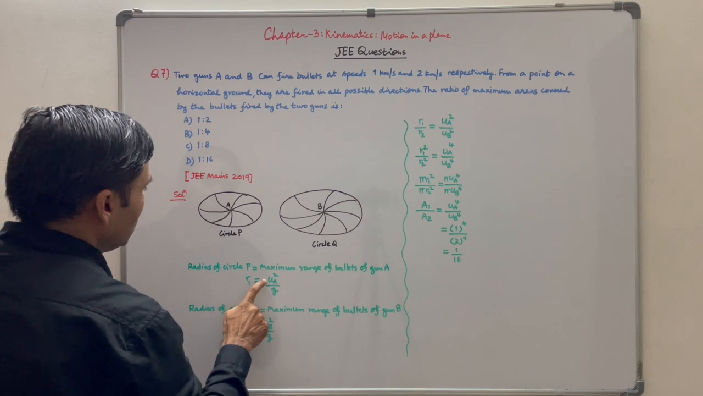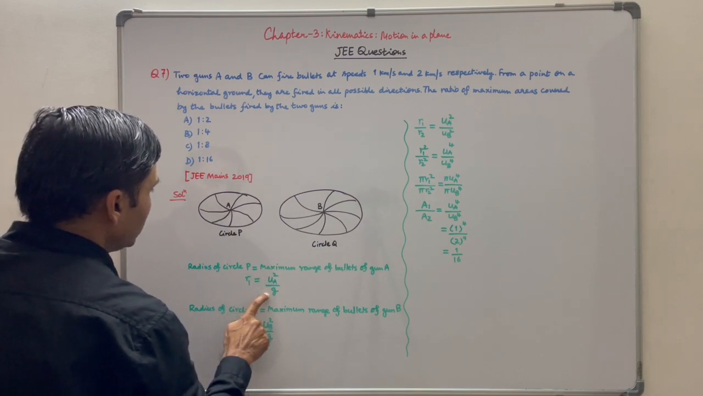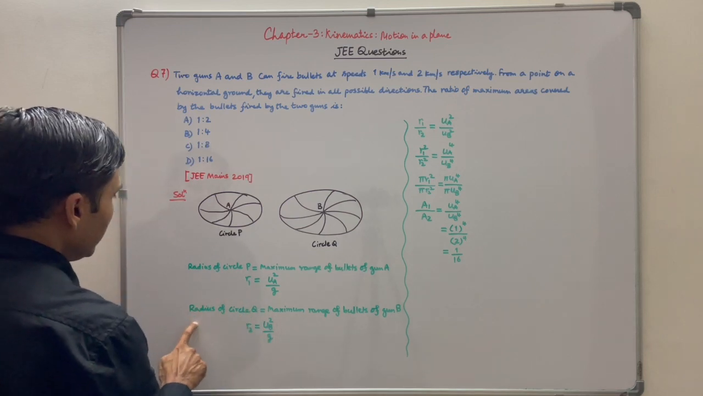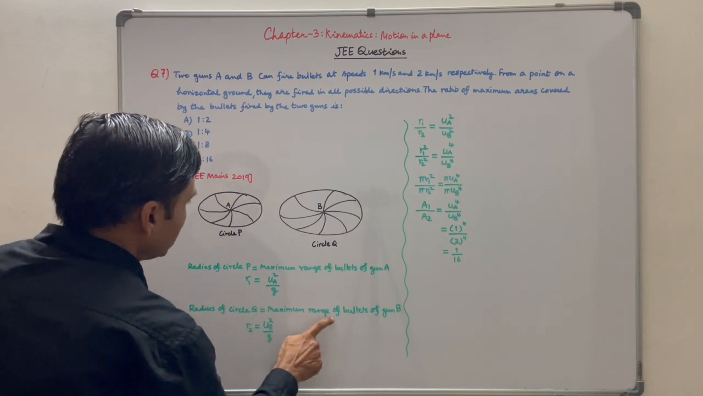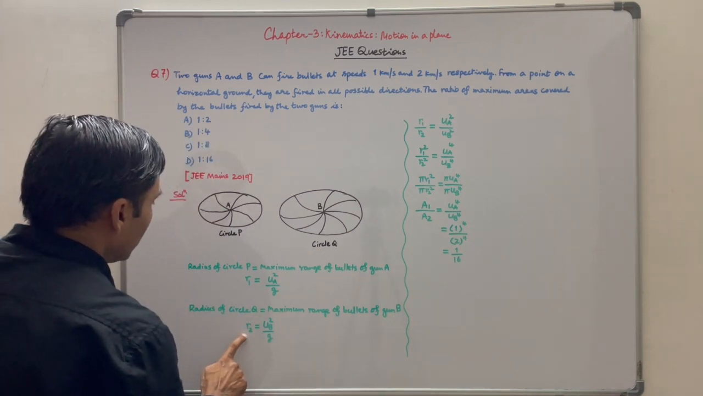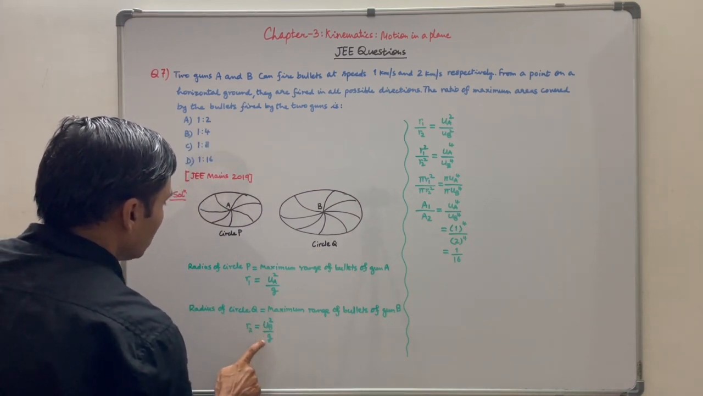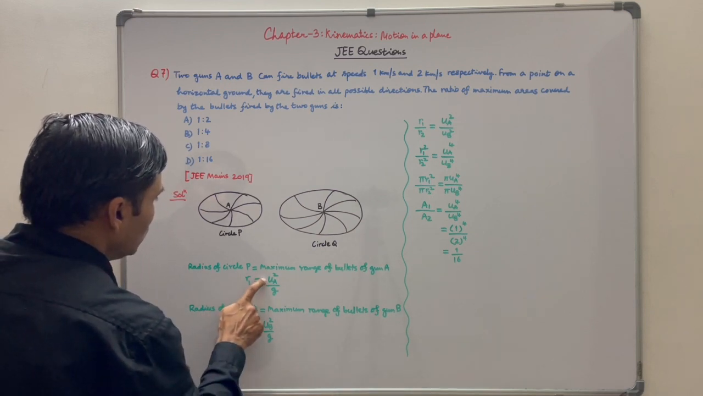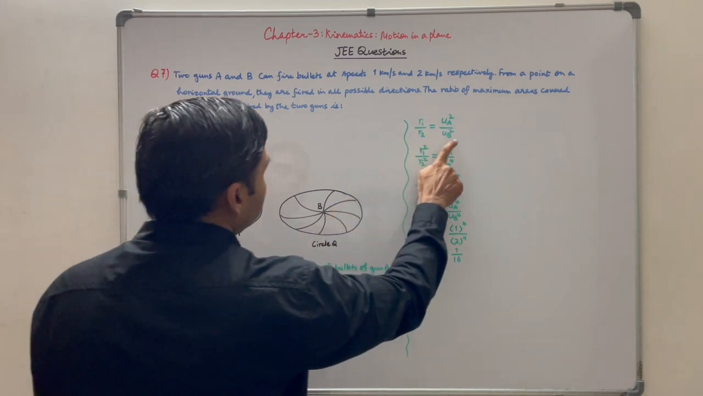So R1 is equal to UA square upon G. This is the formula for maximum range of a projectile. Radius of circle Q is equal to maximum range of bullets of gun B, and that is equal to, let's say, R2. R2 is equal to UB square upon G. So R1 is to R2 is equal to UA square upon UB square.